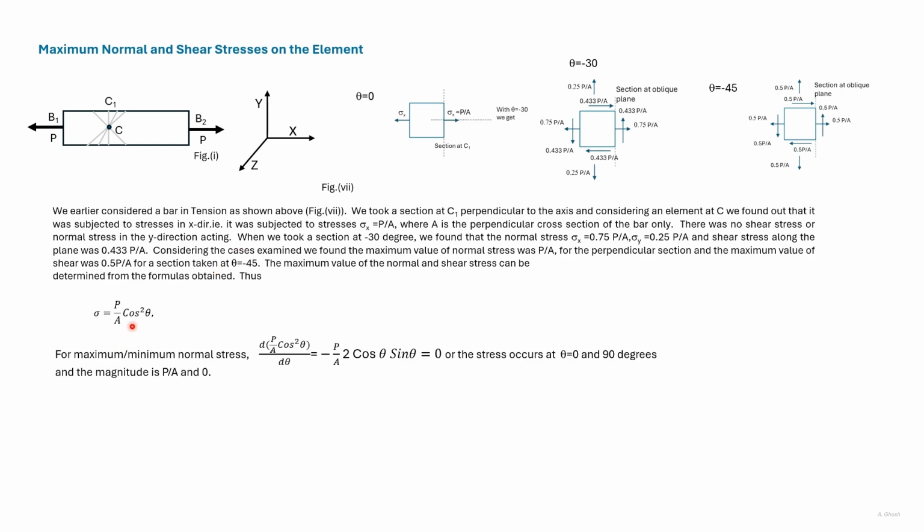When theta is equal to 0, we get sigma equal to P divided by A, which is the maximum value. And when theta is 90, we get sigma equal to 0, which is the minimum value. These same values were obtained earlier.